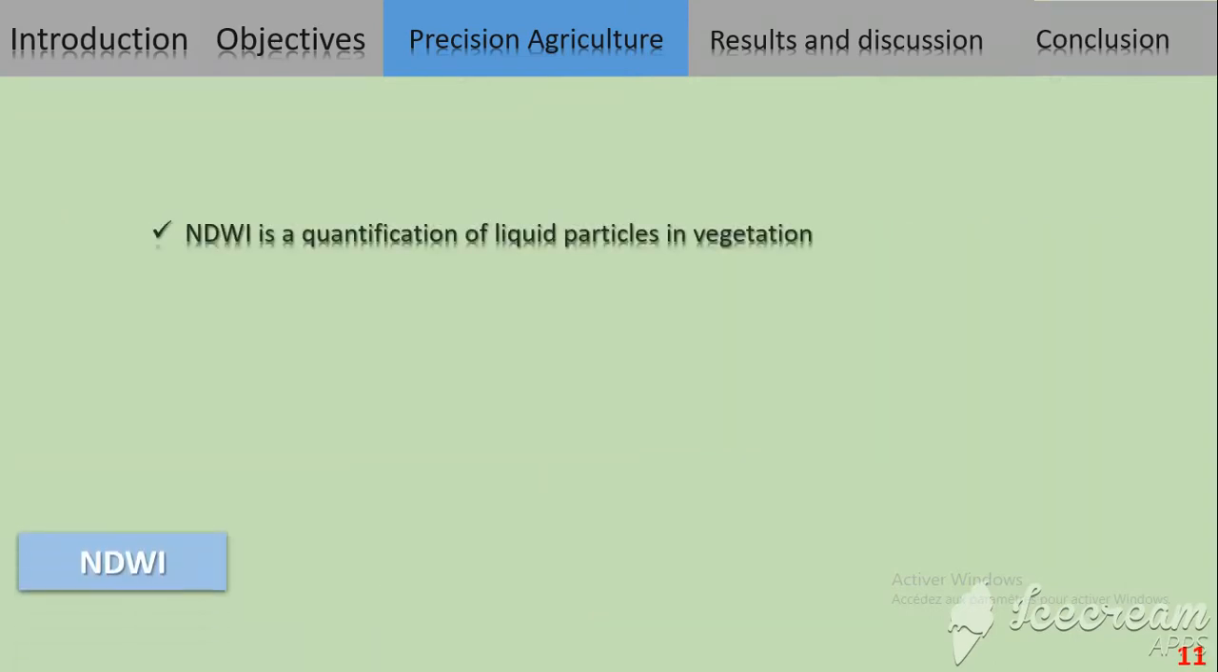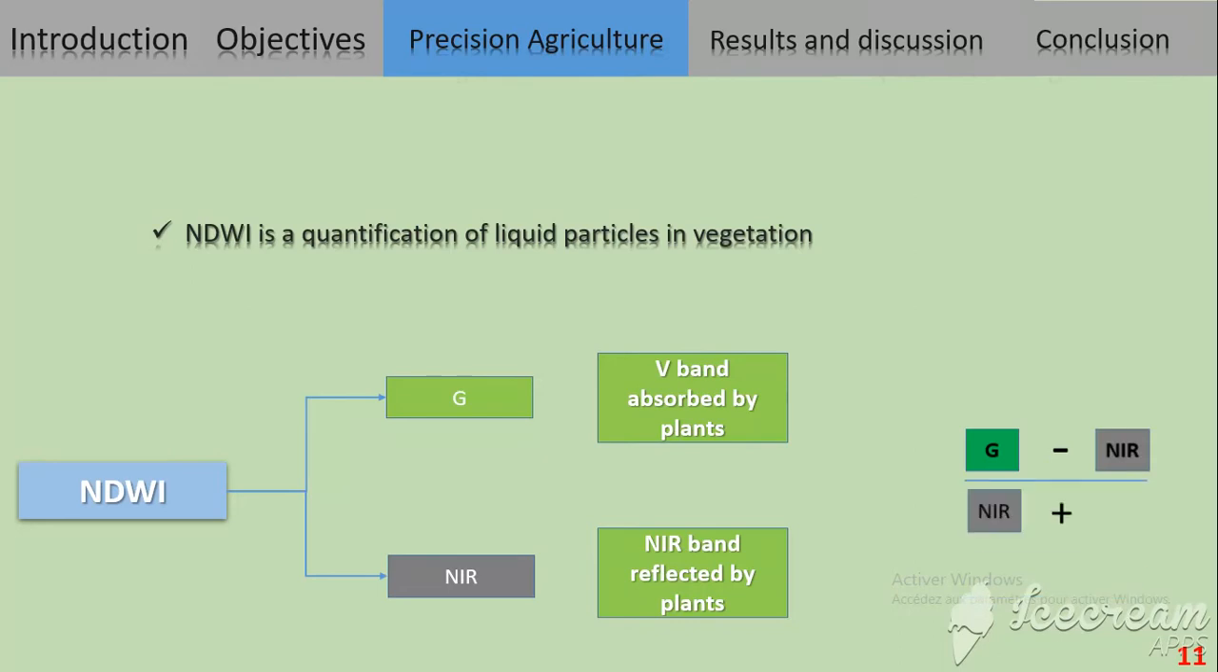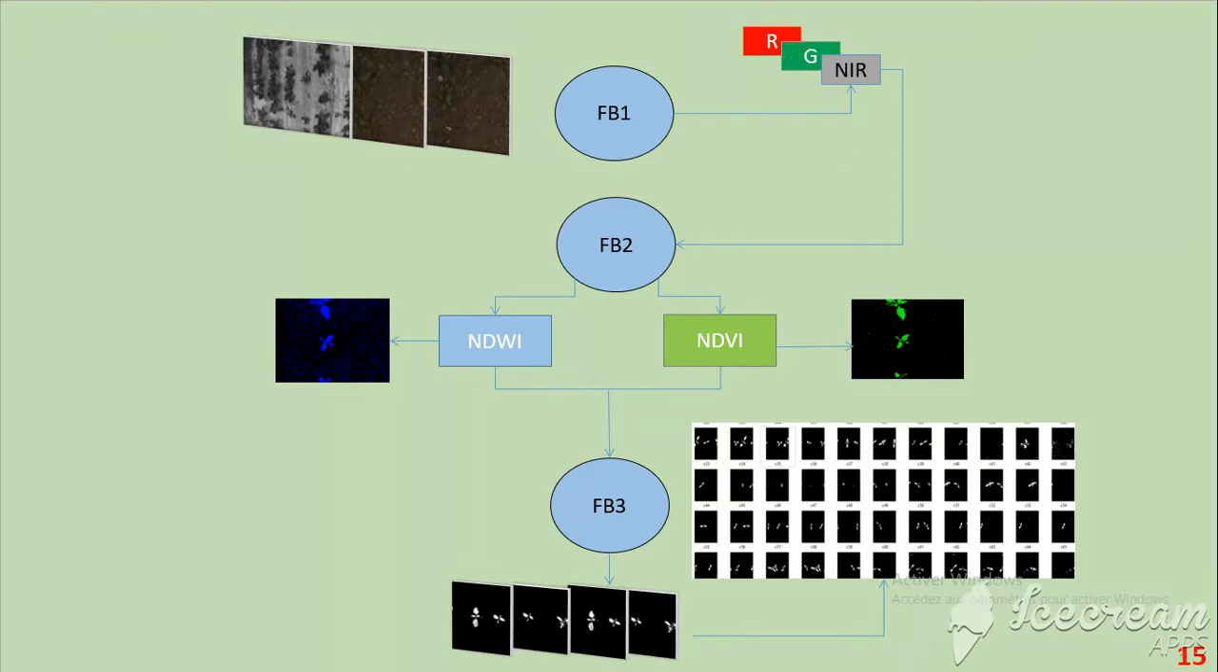The second one is the Normalized Difference Water Index. It is dedicated to detecting the liquid particles in the vegetation. It's based on the green band and near infrared band. For the calculation of this index, we subtract the green from the near infrared, divided by the near infrared plus the green. Now we pass to the result and discussion.